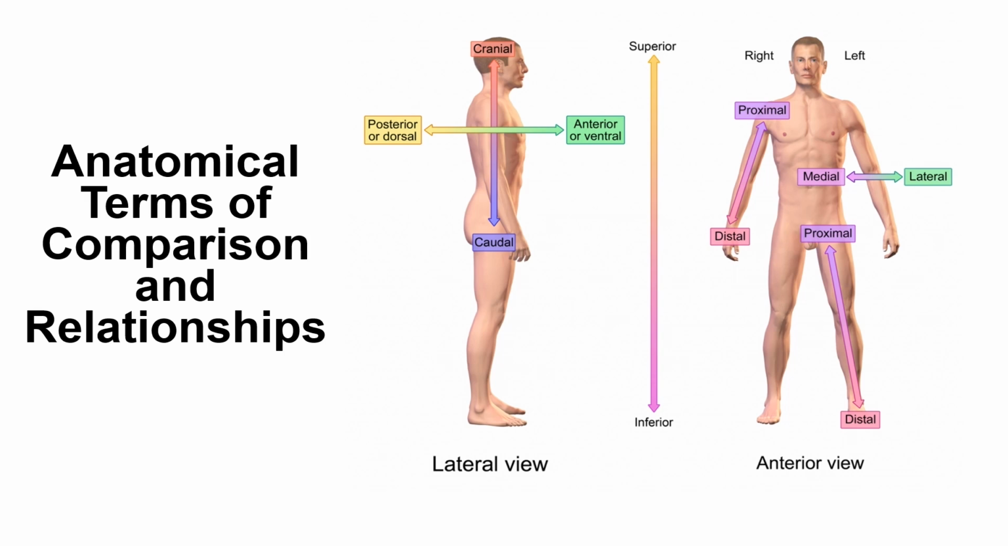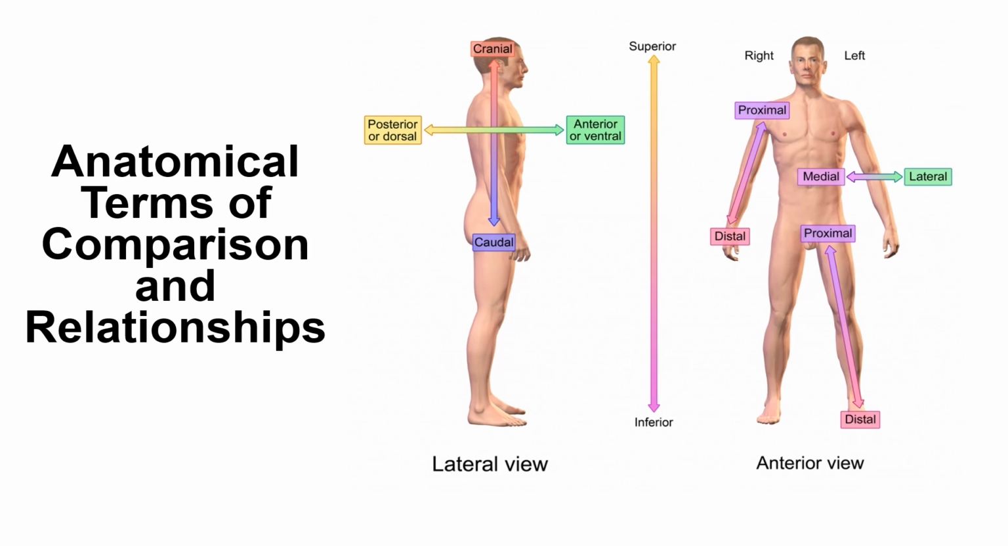Anatomical terms of comparison and relationships. On the left, from a lateral view, you can see the anterior or ventral and the posterior or dorsal views of the body. On the right side, anterior view. On the upper and lower limbs, the following terms are used.